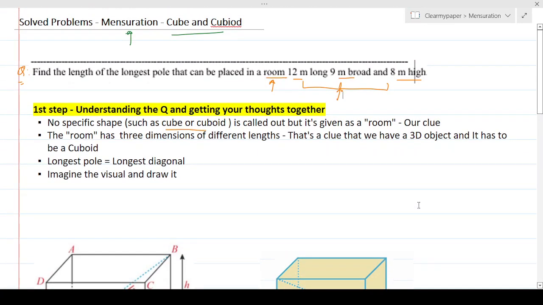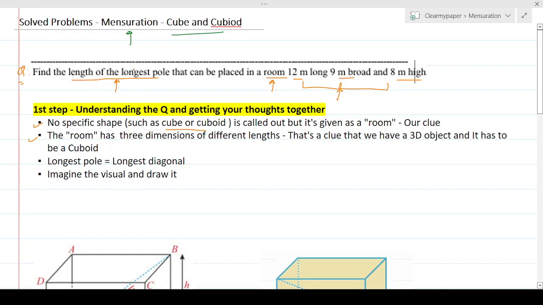So although they have not mentioned a cuboid, one of these two clues is sufficient for you to conclude that this is a cuboid problem. One is the room, and two, the three dimensions: length, breadth, and height. Okay, that's the first thing. The second thing is it's asking about the length of the longest pole. If you remember when I was explaining the diagonal of a cuboid, I told you that this might come.